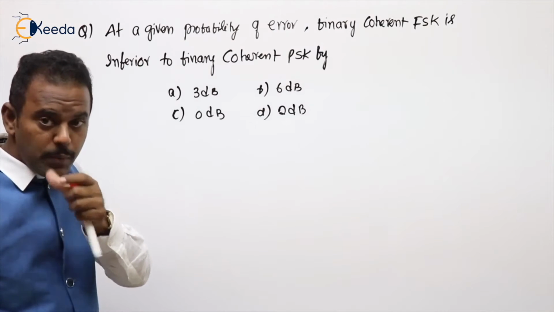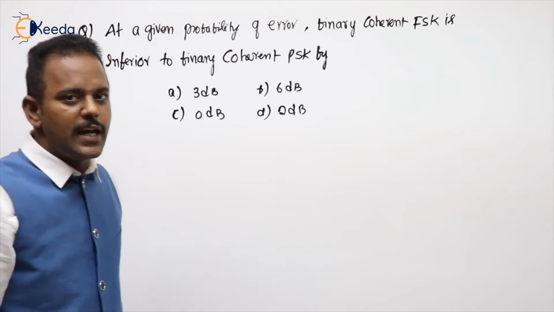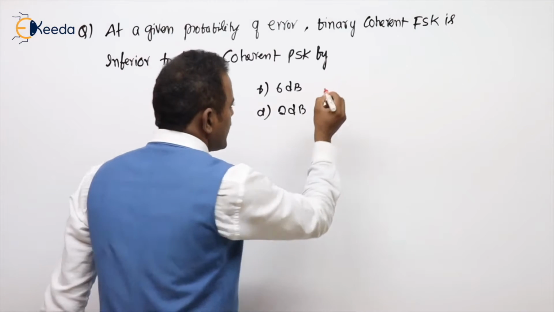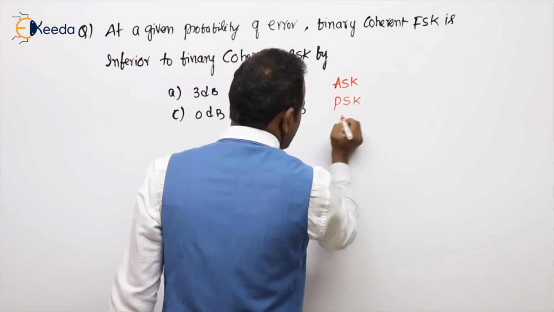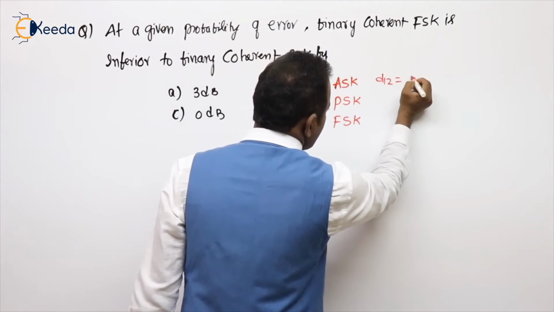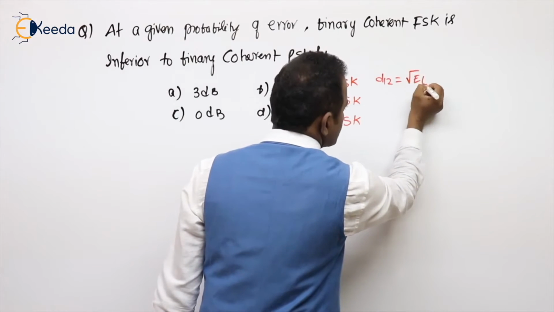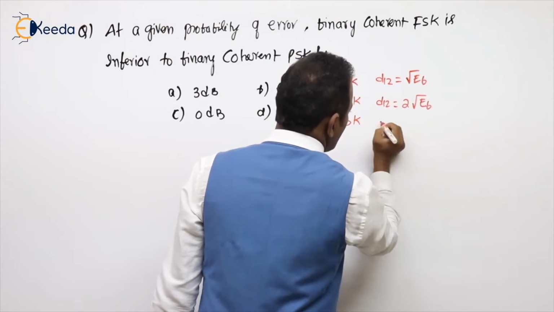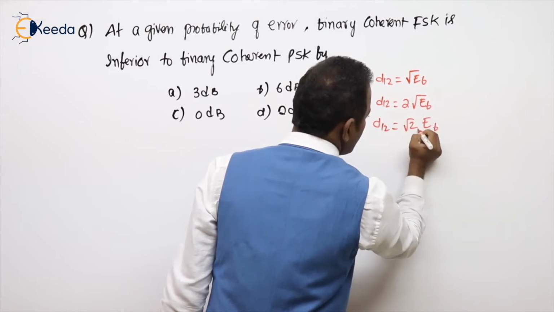To understand this probability of error concept, you need to get back the distance between the signaling points that I gave for each and every modulation scheme. Take it as a sequence: first I discussed ASK, next PSK, next FSK. What are the distances between the signaling points? Here it is root EB. What about here? 2 times root EB. What about in FSK? It will be root 2 times root EB.